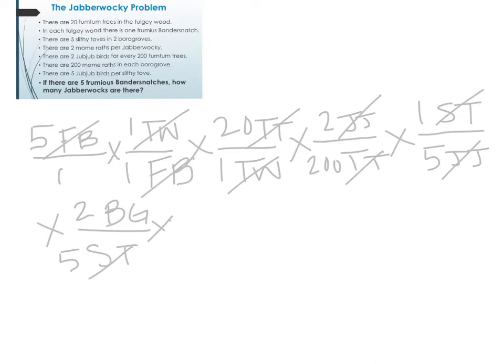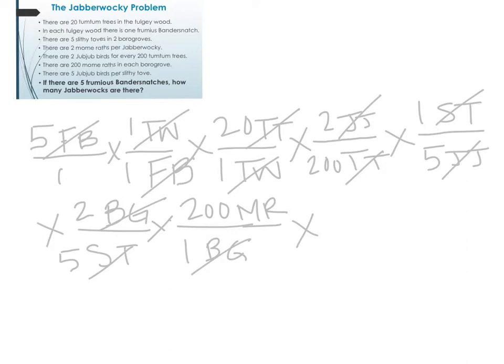Well, hopefully I'm getting close to Jabberwocks. This is kind of a long time coming. So let's look for where there's a borogrove. Okay, so I see, second to last statement, there are 200 momras in each borogrove. So 1 borogrove equals 200 momras. Okay. Now I can cross off my borogroves, cross off my borogroves. Awesome, now I'm with momras.